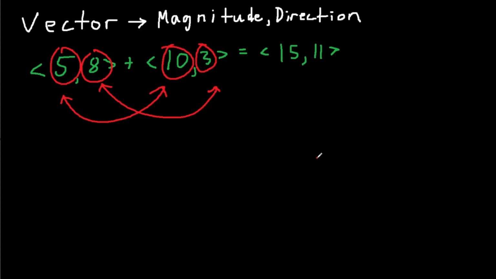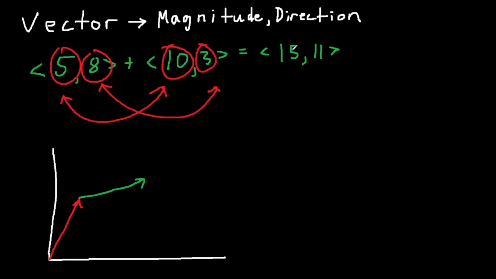So adding vectors is super simple. And what does that look like inside of a graph? I'm going to try to sketch a, I guess, rough example of what this looks like. But let's actually do it like this. Let's say this was the first vector. And then let's say this was the second vector that we're adding, 10 and 3. The resulting vector would be 15, 11. Okay? And let's name these, for simplicity, u and v.